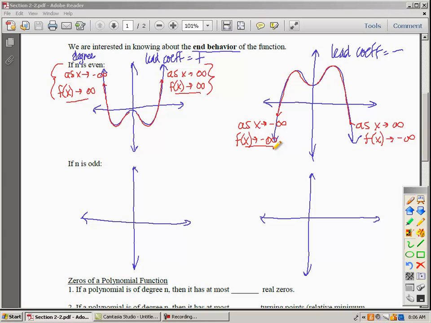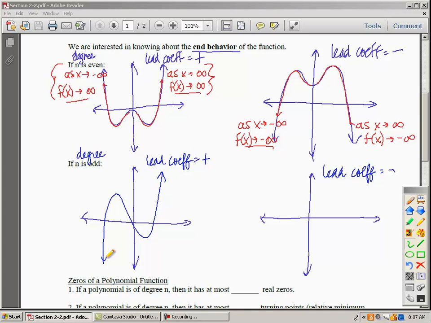Okay? The second type we're going to look at is when the degree is odd. So if the degree is odd, you again have to look, is the leading coefficient going to be positive or negative? Okay, so we're looking at those two things again. If the leading coefficient is positive, what you're going to get is kind of a squiggly shaped graph, and it's going to go up from left to right. If the leading coefficient is negative, it's going to go down from left to right. And again, the higher the degree, the more squiggled it gets.